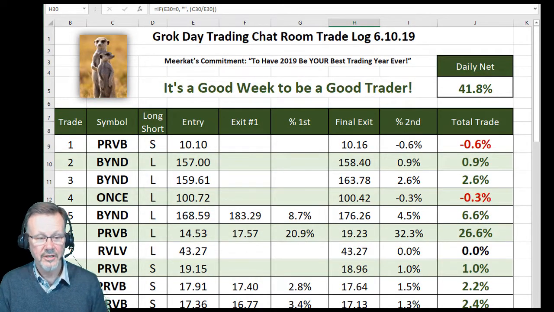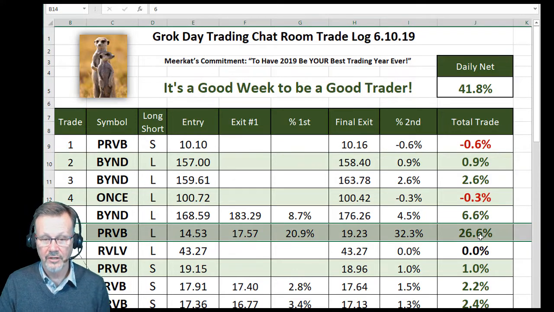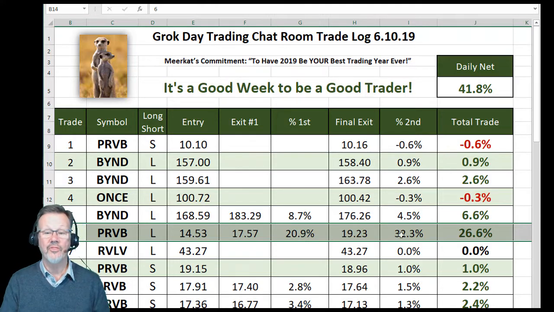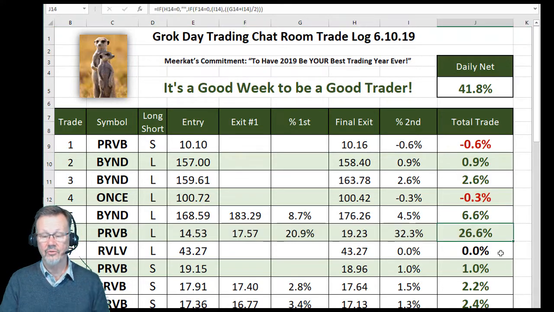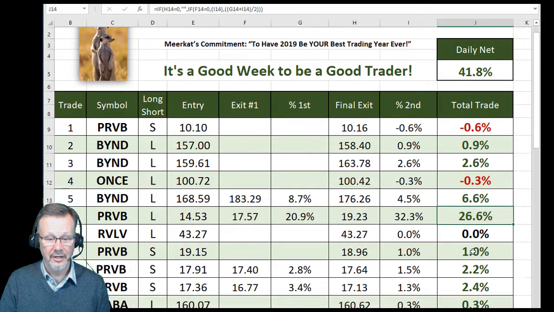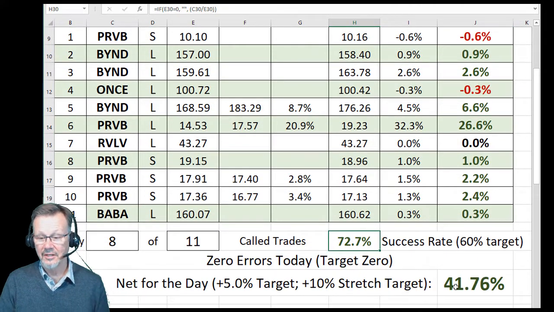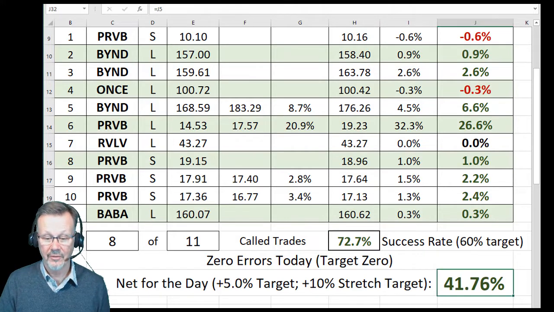Again, this PRVB had 26% on the one trade. And again, I took out half when it stalled at 20%, and it ran up to 32% on the second half and ended up at 26% net for that one trade. And you can see I traded it several times that day. But look at that. And again, success rate 72% for the day and 41% for the whole day there.